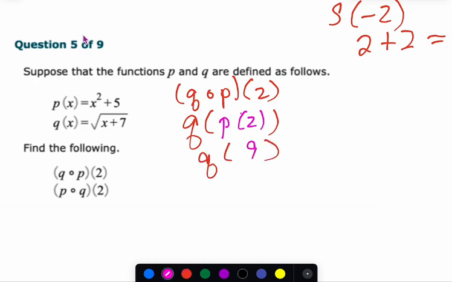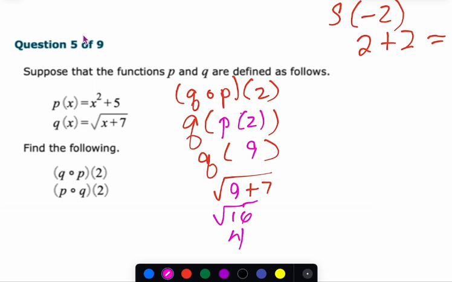Now we have used the P function, so we're done with it. We plugged 2 into the P function, we got 9. Now we're going to plug 9 into the Q function. So if I plug 9 into my Q function, I get the square root of my input plus 7. Well, 9 plus 7 is 16. The square root of 16 is 4. So Q of P of 2 is 4.